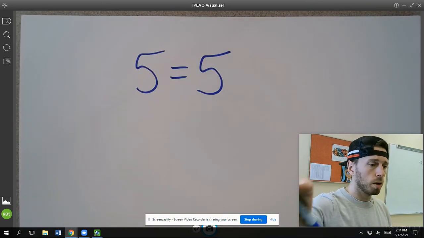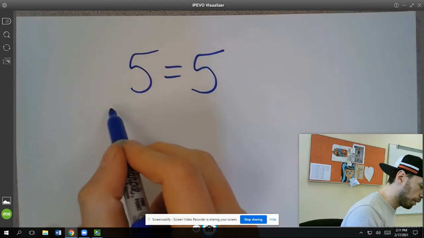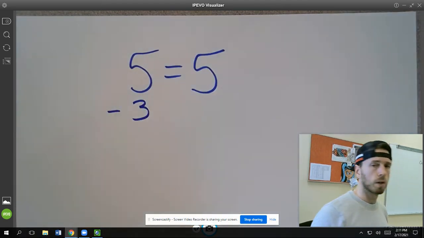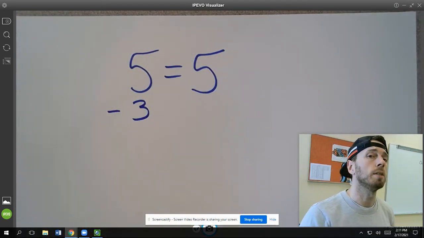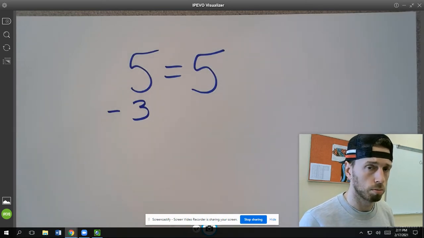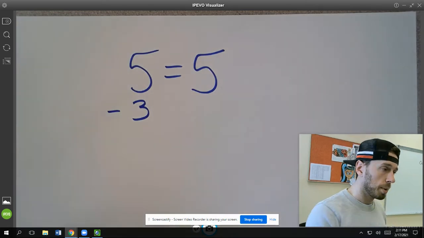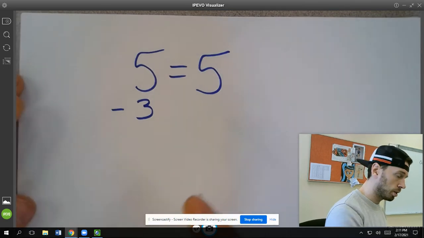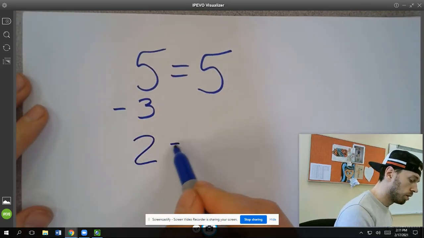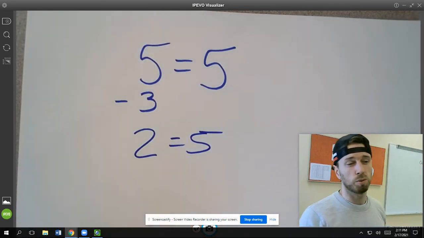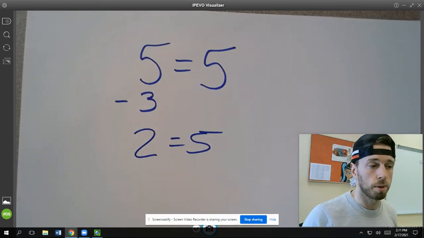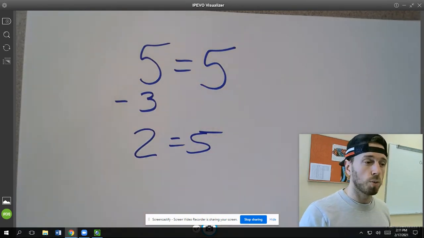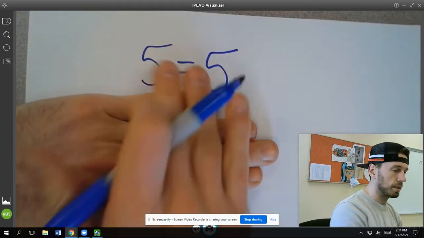Is it true? If I were to say take 3 away from this side of the equation, would this statement still be true? And the answer to that is no, right? Because if I took 3 away from this side of the equation, that would give me a 2, and then my statement would be 2 equals 5. And that's not a true statement, and therefore not true, right? So we can't do that, right? We want to make sure the statement stays true.